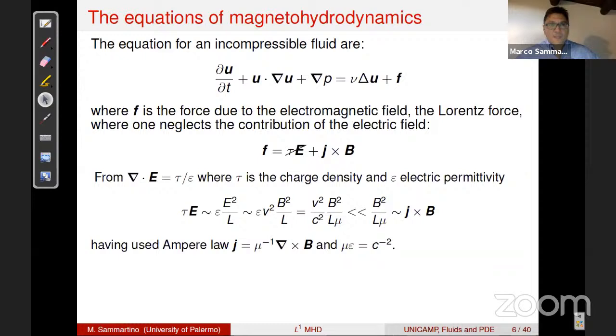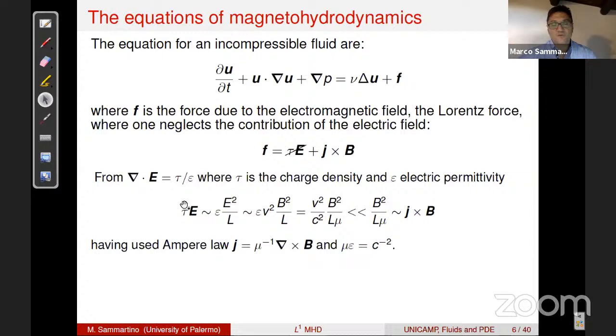Concerning the equation for the fluid, it's simply the usual equation that one has in continuum mechanics, in which the force is now the Lorentz force. So when one neglects the contribution of the electric field, you derive that τE, where τ is the charge density, is negligible with respect to the current cross the magnetic field, exactly with the same dimensional analysis we used before.